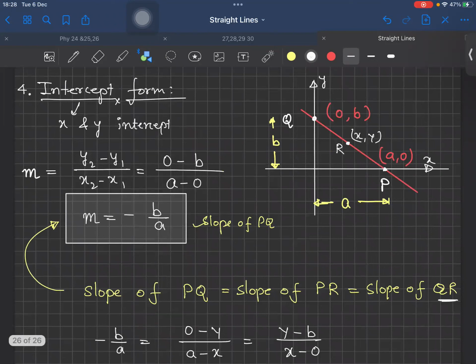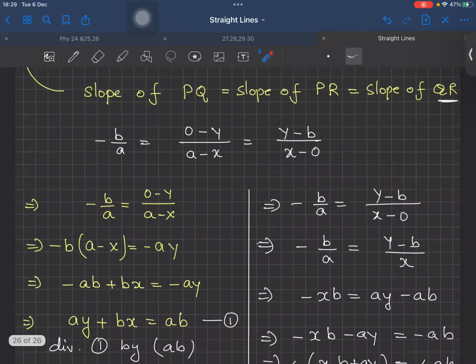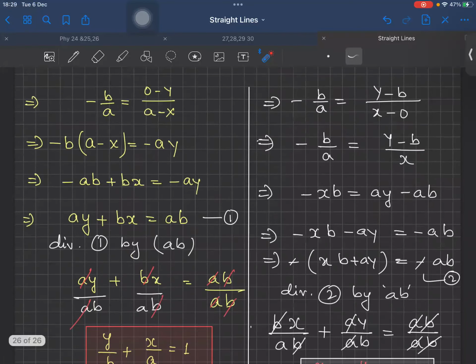I'll tell you from the beginning what we did. We needed to find the slope, so we used this point and this point to find the slope, M. Now we randomly took any point on the line that can be represented by xy, because we need the equation of the line in xy form. So the slope of this is equal to the slope of this, because these are collinear, meaning on the same line. Is that clear? Understood.